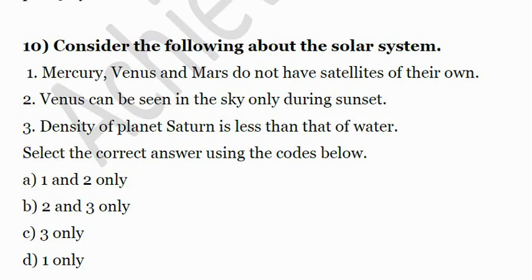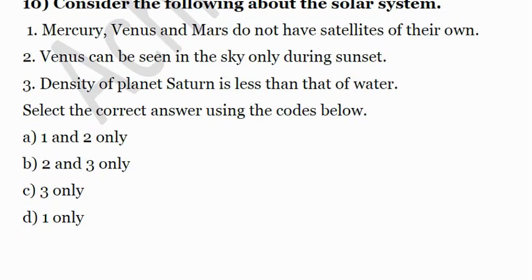Regarding the third statement, friends, it is correct. Yes, the planet Saturn has even less density than water. It means that if you place Saturn on water, it will float on it. It is also the planet that has the lowest density. So the correct answer is C, that is third only.